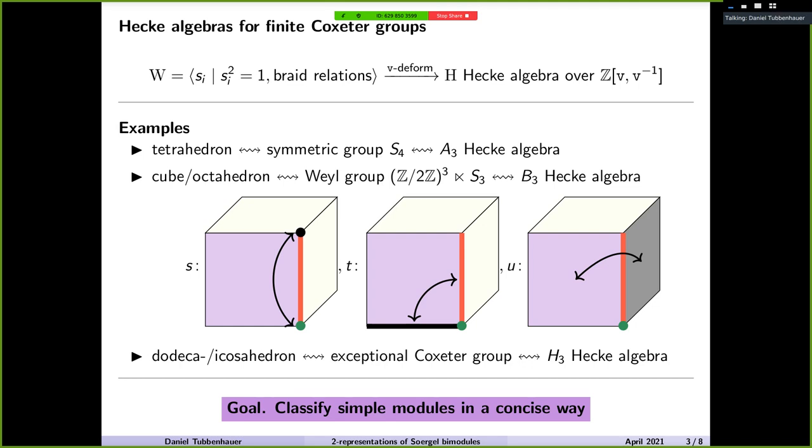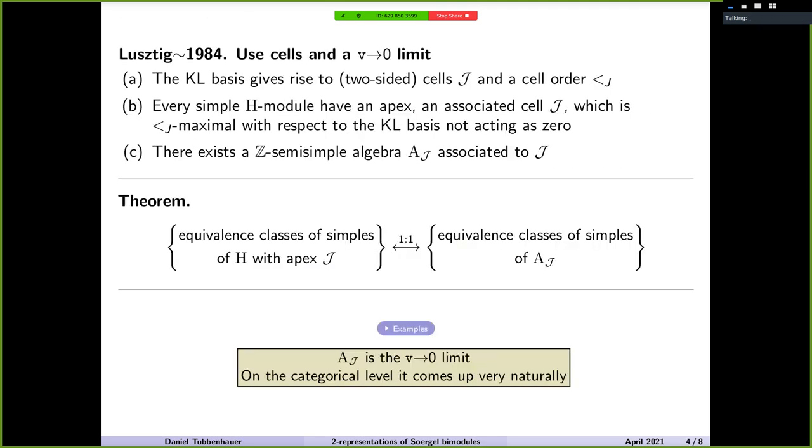Okay, that's the setup. There's a nice class of algebras, Hecke algebras associated to Coxeter groups. They are defined using a parameter, and we would like to classify the simple modules. I'm going to explain how that works. This is an idea that goes back to Lusztig about, let's say, 30 years ago, maybe even more. And basically what he explains is the following.